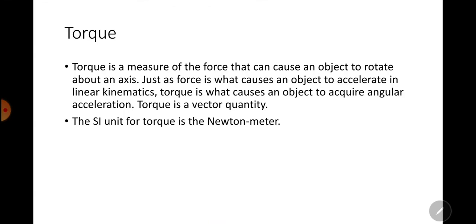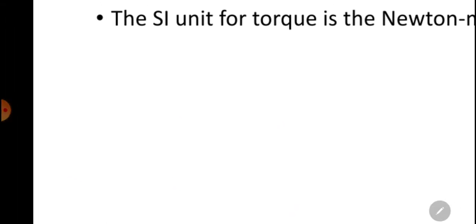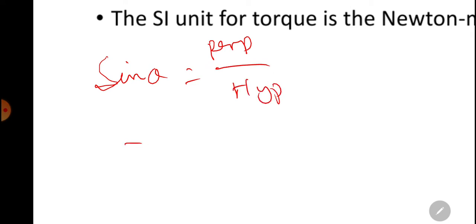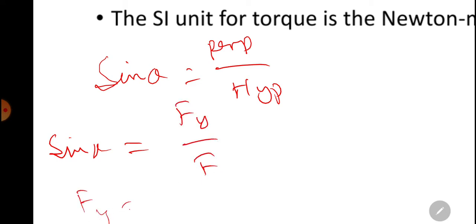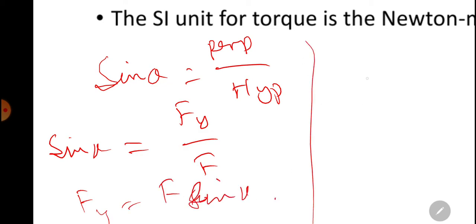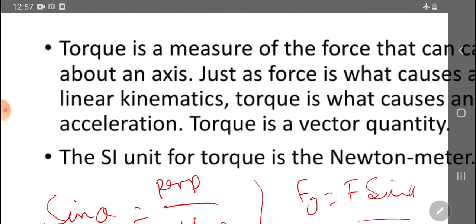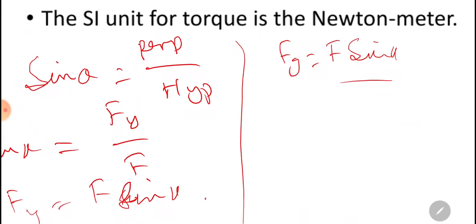So now I will derive: sin theta is equal to perpendicular by hypotenuse. So sin theta is equal to Fy divided by F. So Fy is equal to F sin theta. This is the vertical component.